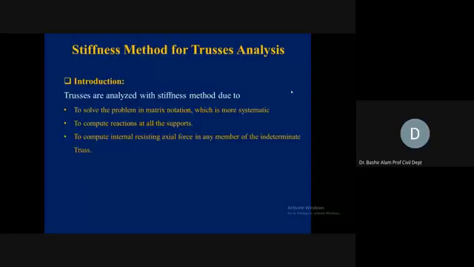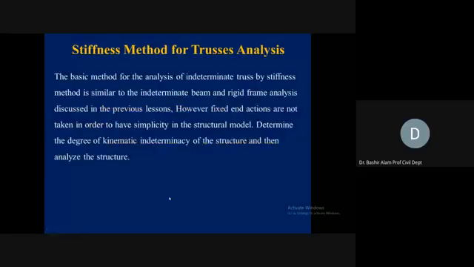Introduction. Trusses are analyzed with stiffness method, again, because of those three reasons. It's systematic. You can find out the support reactions, and you can find out the member forces also. And in this case, we will have the axial forces in the members.